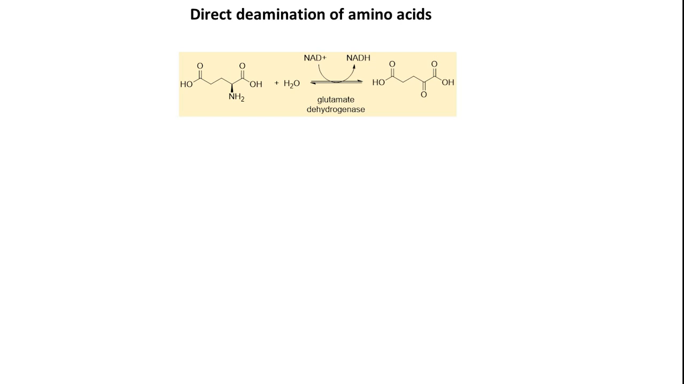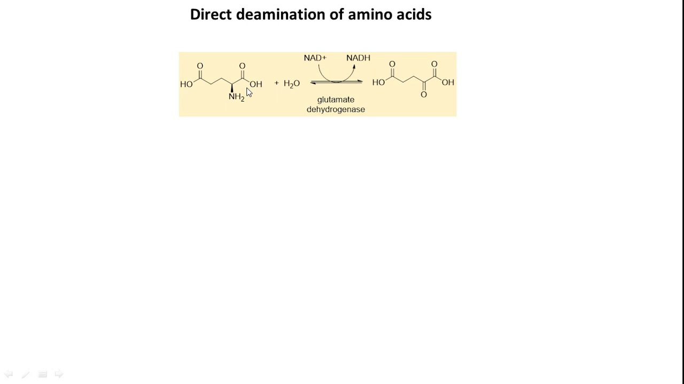Then deamination can happen in two ways, as we have seen just now. The first one is direct deamination, meaning in a single step the amino group is removed via an enzymatic step. Usually an oxidative deamination reaction is what happens. Here the first, preliminary and major pathway in this kind of mechanism is glutamate deamination.